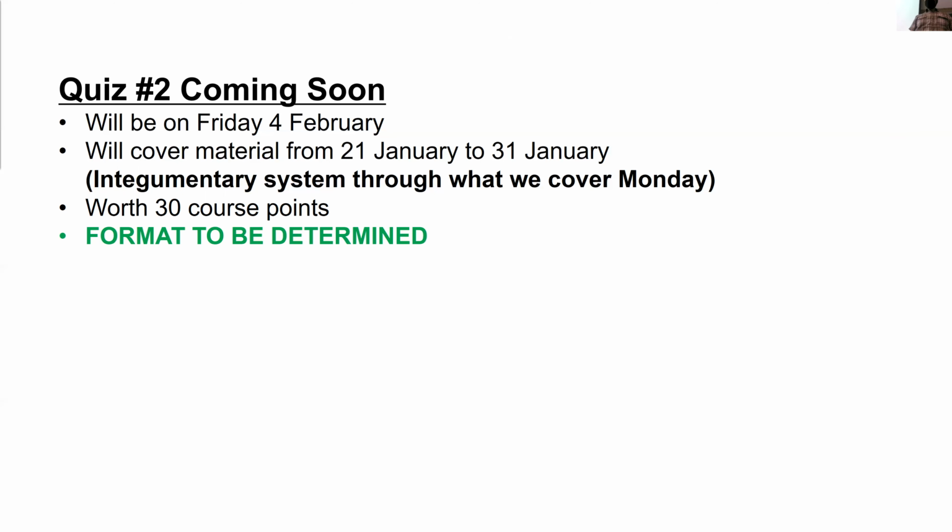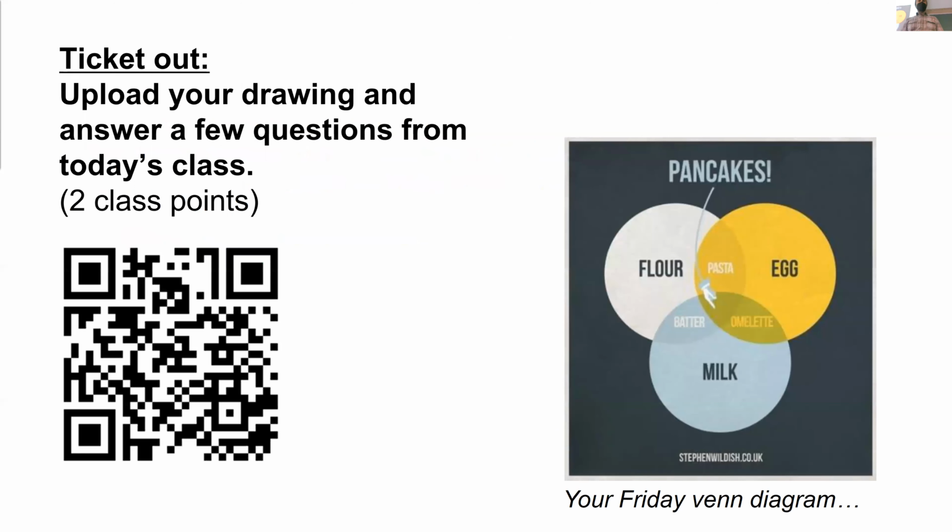All right, good. So last but not least, we've got perfect time here. This is your Friday Venn diagram. I've got a ticket out for you, just some questions from what we covered in class today, as well as an upload of your review diagram of the bone at the beginning of class. Please go ahead and complete that survey. Once you do that, you're good to go.